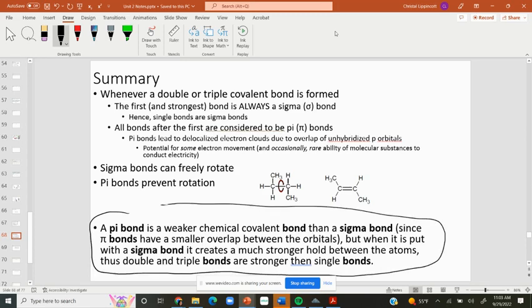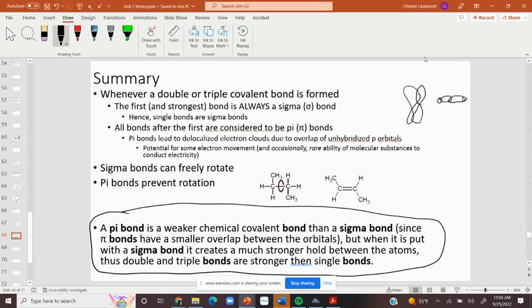So a pi bond, this side to side bond here, that's not a good drawing. The side to side bond here is your pi bond. That bond is weaker than an end to end bond would be for the sigma. But if you combine these two together, they're stronger than just the single bond. So this is a typical kind of question that comes up, so be careful with that.